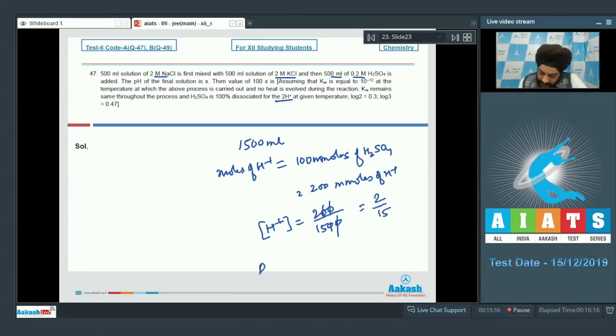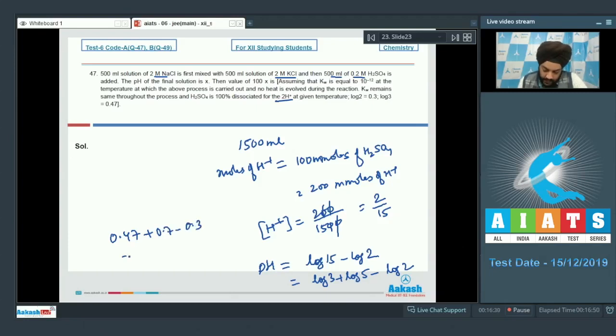So the pH will come out to be equal to log 15 minus log of 2. We just need to put the values. So log 15 is log 3 plus log 5 minus log 2. If you put the value of log 3 as 0.47, the value of log 2 given to us is 0.3, it means that the value of log 5 will be 0.7. So 0.47 plus 0.7 minus 0.3 is equal to 0.87. So the value of pH is equal to 0.87, and it is equal to X. Since we have to report the value of 100X, the answer to question number 47 has to be reported as 87. Okay, let's look at the next question now.